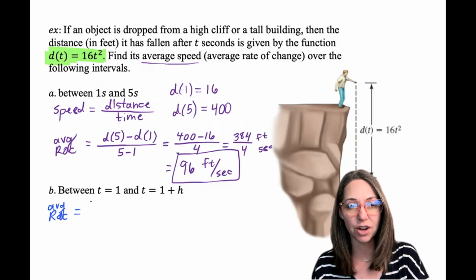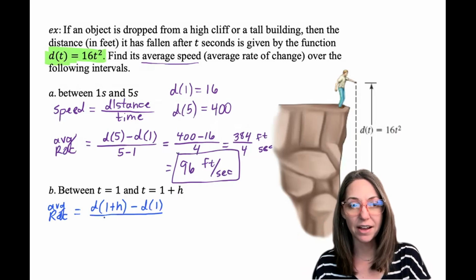So average rate of change would be distance at the second time. The second time is 1 plus h. So d of 1 plus h minus the distance at 1 second, we already calculated that, 16, divided by the change in time, which is 1 plus h minus the initial time of 1. The 1 plus h is right there, minus that initial time of 1 right there.